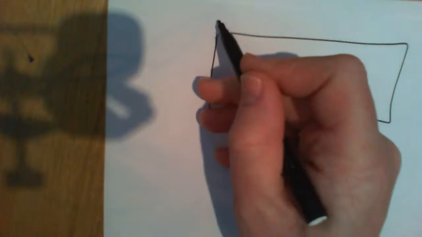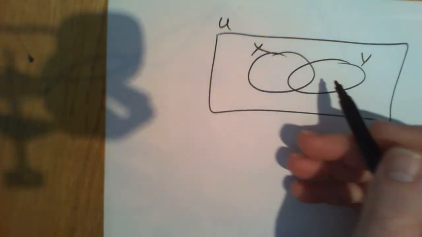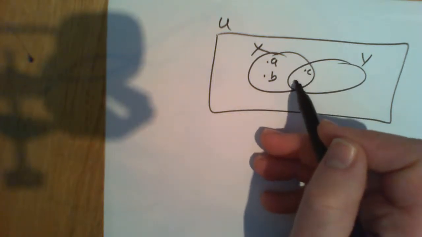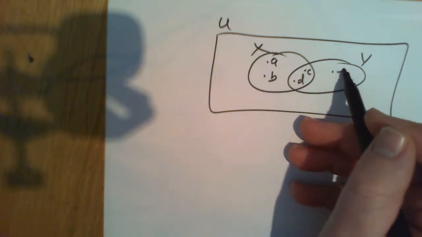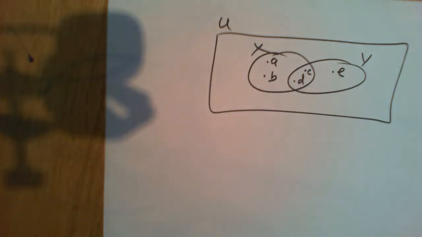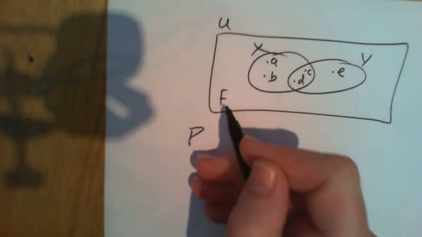Let's pick one for you to try here. We'll call these X and Y. And in here, we're going to put A, B, C, D, and E. We're going to get a probability, and we'll put one out here just for the fun of it, F.